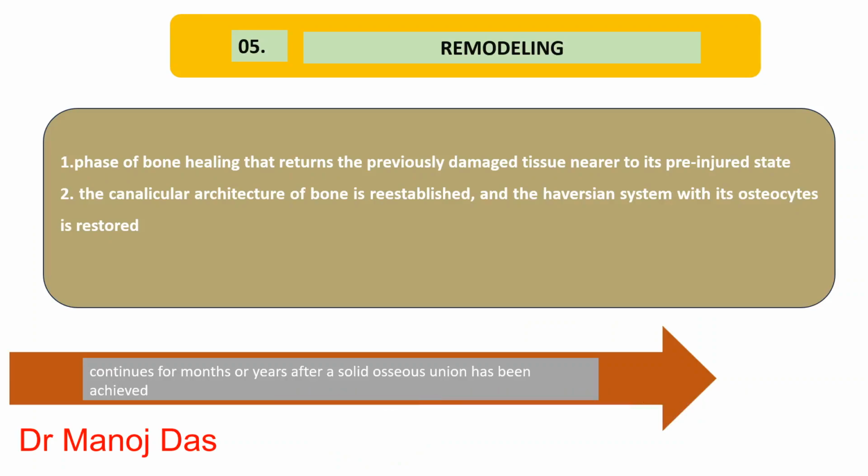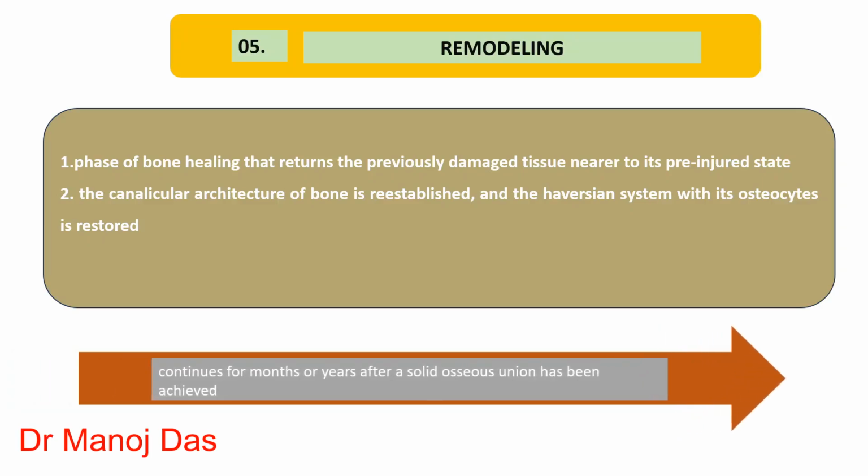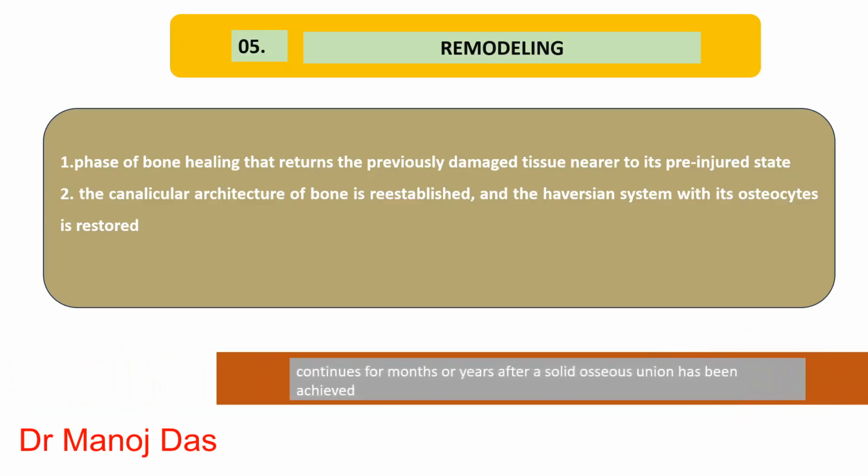Now the fifth stage is the stage of remodeling. At this stage, it is a phase of bone healing that returns the previously damaged tissue nearer to its pre-injured state, and the canalicular architecture of bone is re-established and the Haversian system with its osteocytes is restored. Now it continues for months or years after a solid osseous union has been achieved.